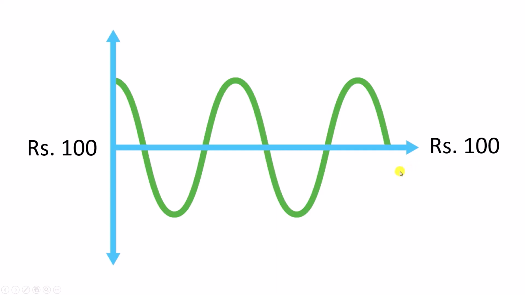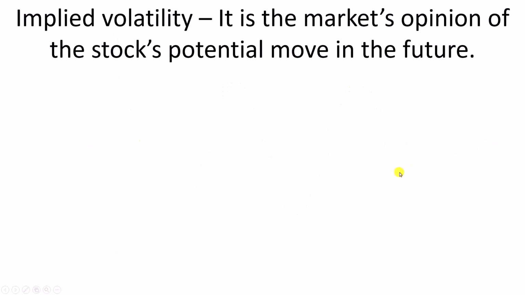Volatile means it fluctuates a lot, that's all. Now, implied volatility is the market's opinion of the stock's potential move in the future. Meaning, how much will the stock move up and down or fluctuate in the future according to the market. That is called implied volatility.